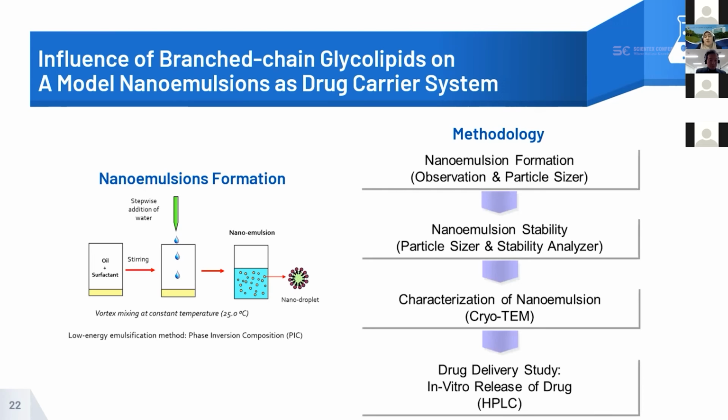So these are the investigations that have been done. First, the observation of the sample and the size by using a particle sizer. Then we also investigated the stability by using a particle sizer and a Turbiscan stability analyzer. Then we characterized the nanoemulsion morphological properties or image by using cryo-TEM. Finally, we conducted the drug delivery study, the in vitro release of the drug.